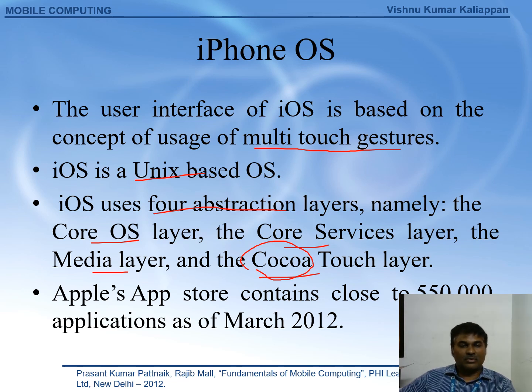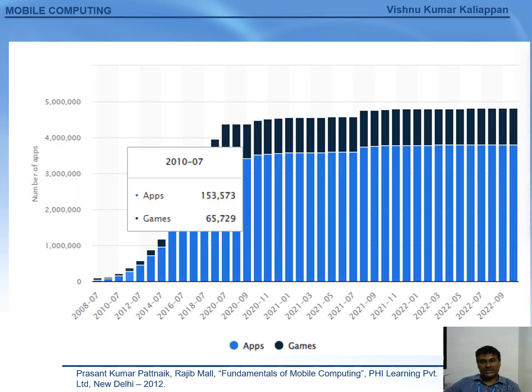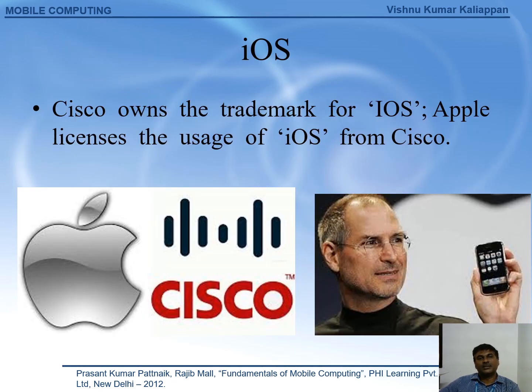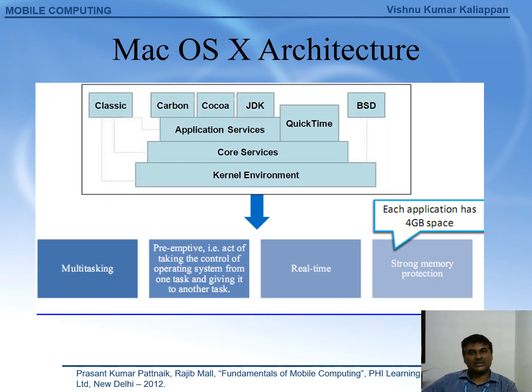Now more than 550,000 applications were running in the year 2012, but now it goes into millions. You can see with this graph the number of apps with respect to the year. It has crossed 153,000 million applications and games. Initially iOS was Cisco's trademark, and then Apple acquired its license.